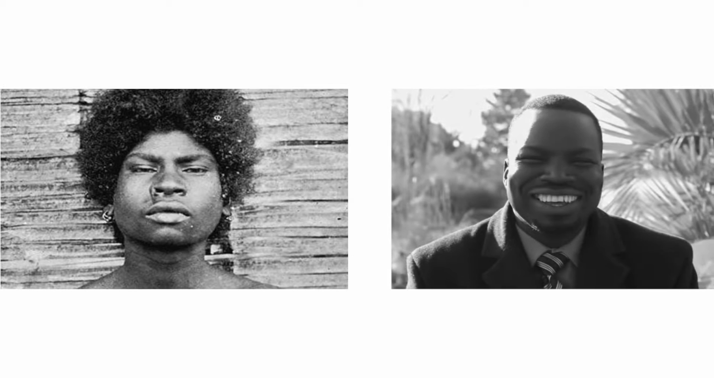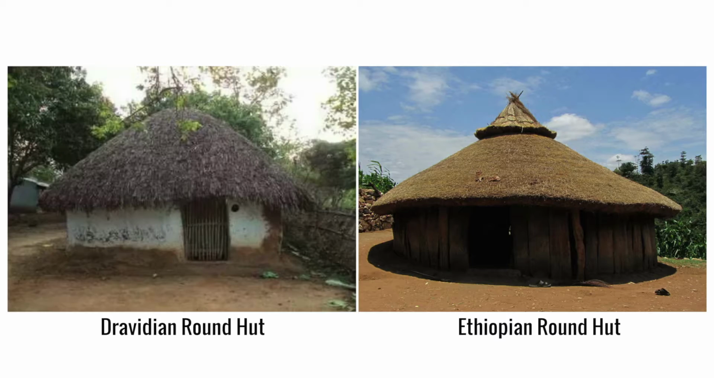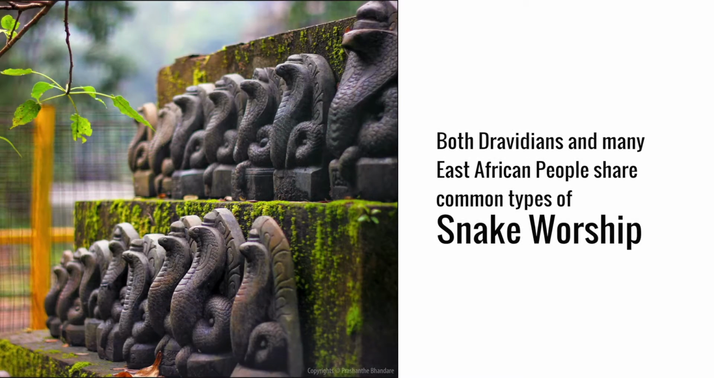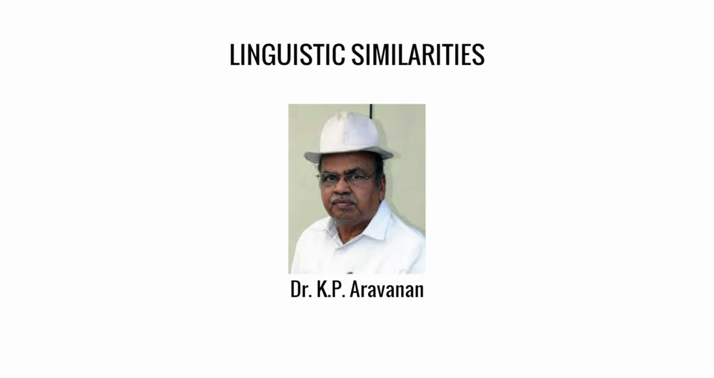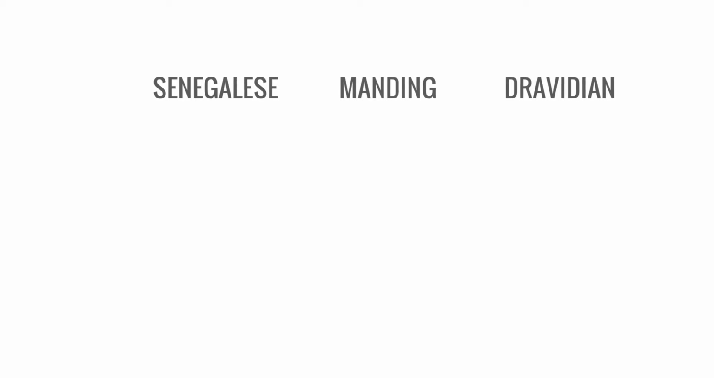For example, many continental African people today share the same genes as Dravidians, share the same traditional round huts as homes, the same religious beliefs, even similar board games. K.P. Aravanan's research showed an overwhelming amount of linguistic similarities between modern African languages such as Senegalese and Manding and the Dravidian language.